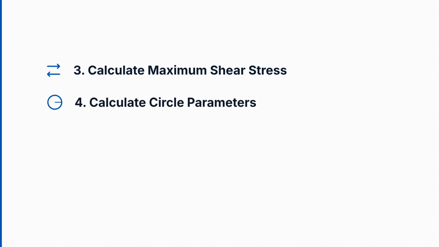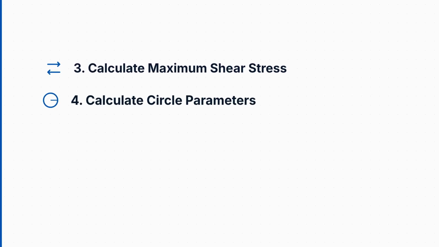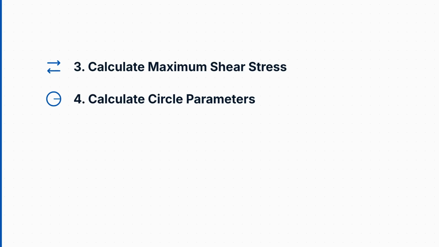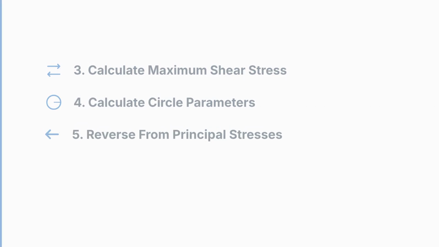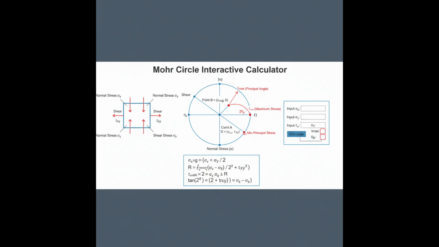Fourth, calculate circle parameters, providing the center and radius values. Fifth, reverse from principal stresses to original state, working backwards from known principal values. Let's work through a practical example using calculate principal stresses and angle mode.